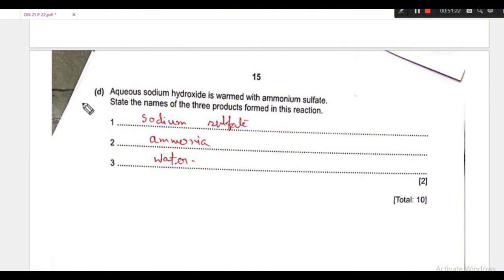Next, aqueous sodium hydroxide is warmed with ammonium sulfate. State the names of the 3 products from this reaction. You know, ammonium sulfate is an ammonium compound.